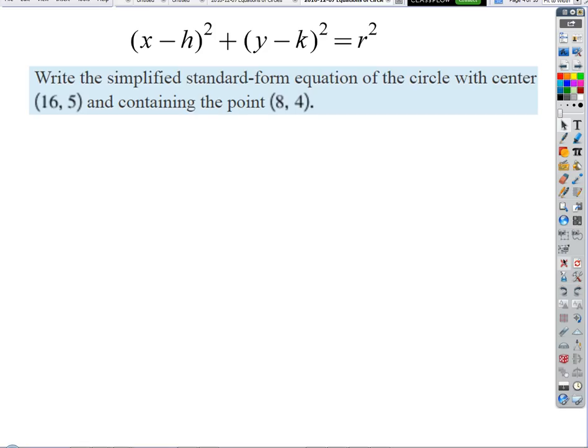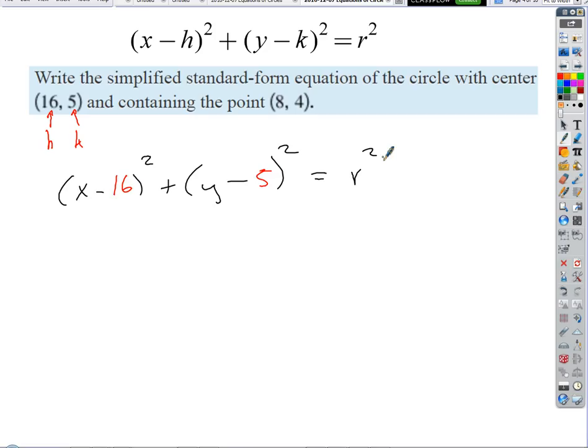Yes, Kim? Would it be x minus 16 squared plus? Good. 4. Okay, good. So we're recognizing that this is the center, so that's h. It's giving us the values of 2 of the 3 parameters that define the circle. That's pretty good, right? So just using that information right there, we're able to turn this into (x minus 16) squared plus (y minus 5) squared equals r squared, right?